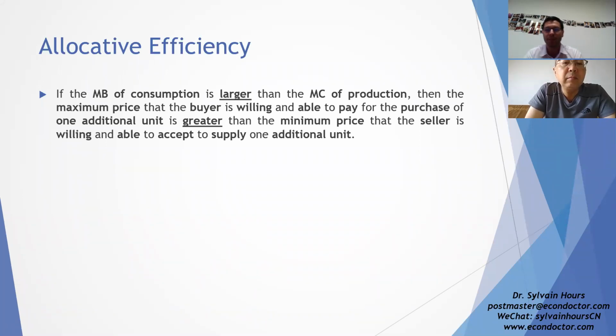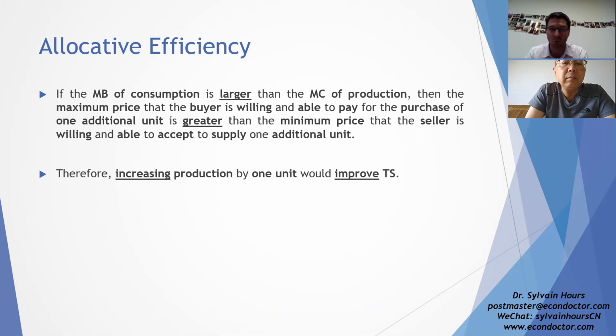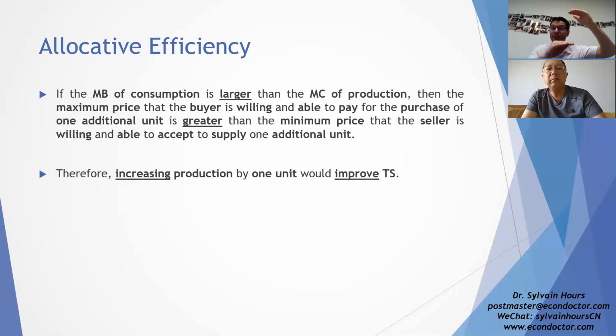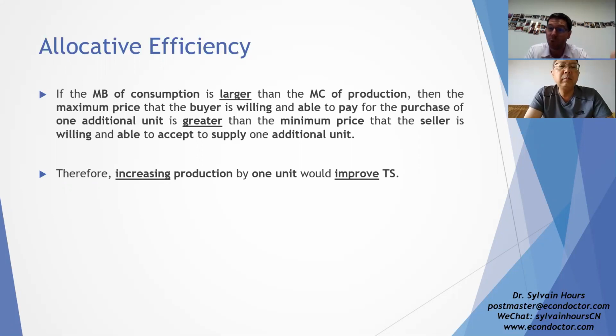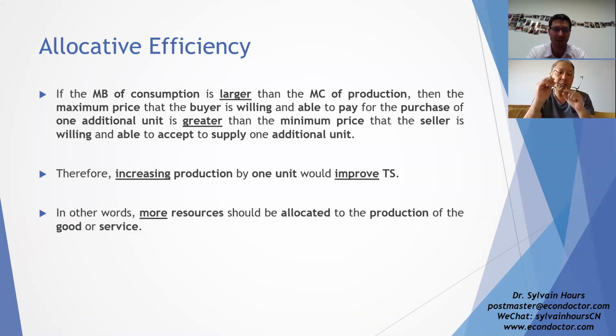Which means that if we produced one more unit, total surplus would increase because the maximum willingness to pay is greater than the minimum willingness to accept. So in this case, if we want to improve allocative efficiency, we should increase production. We should allocate more resources to the production of that particular good or service. Okay, more resources should be allocated. And that's why we call that allocative efficiency.